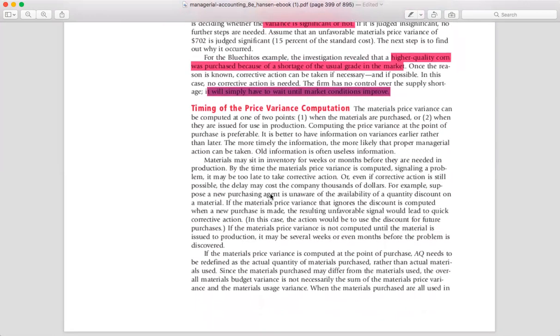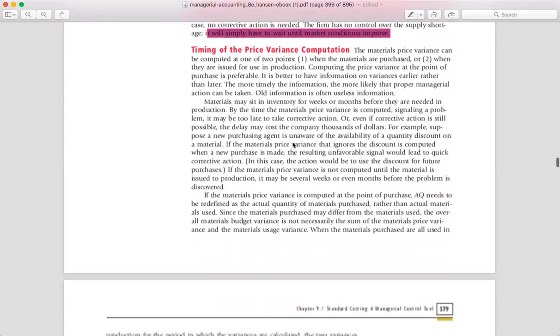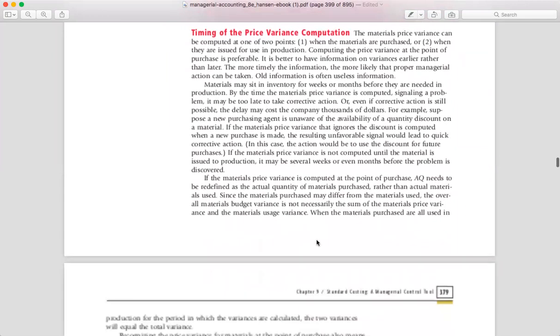So, just an illustration. If the material price variance is computed at the point of purchase, the actual quantity needs to be redefined as the actual quantity of material purchased, rather than the actual material used, because the material purchased will differ from the material that has been used.